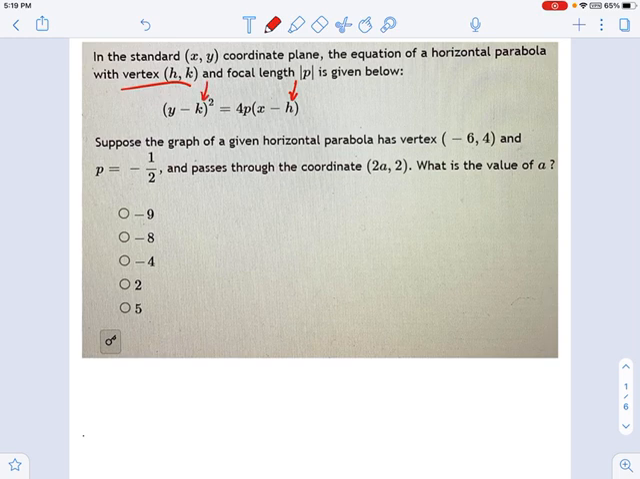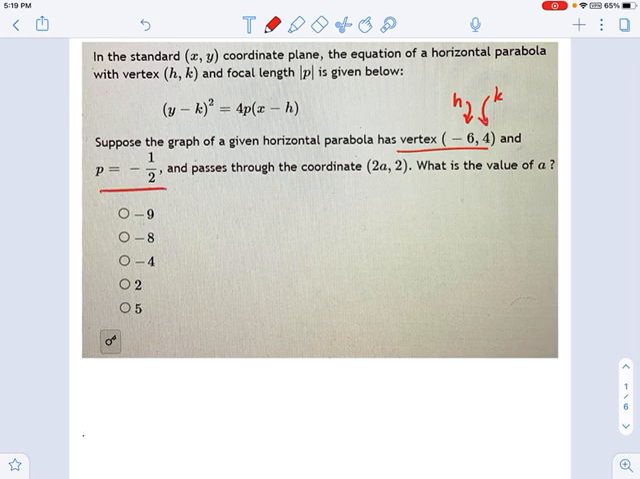And we also have a focal length, p. You see that's right here. So this equation is actually going to describe all the things we need about a parabola to draw its picture. And let's take a look at what we have. Okay, so it's telling us the vertex right here. And remember what that means. This is h, and this one over here is k.